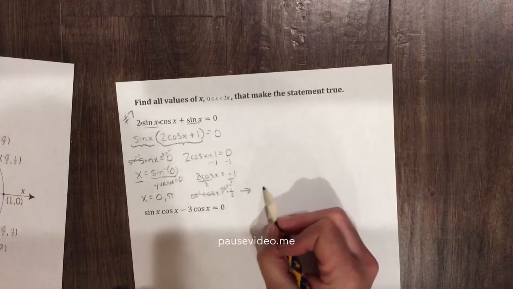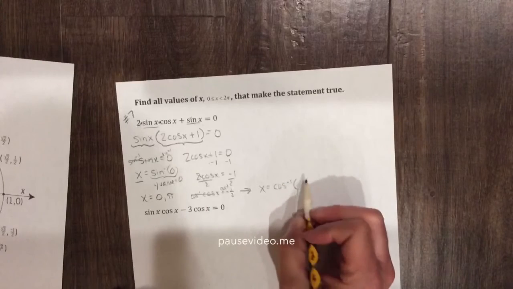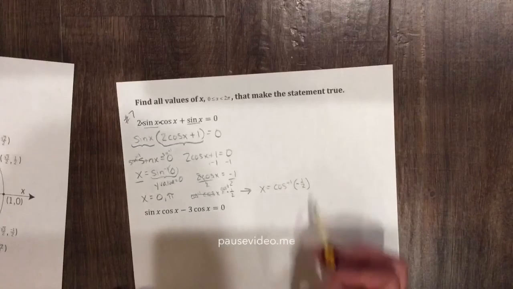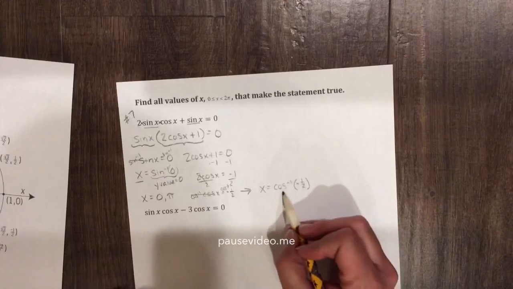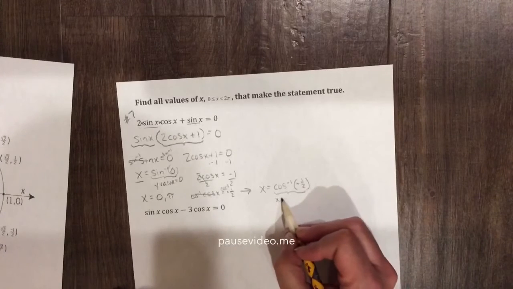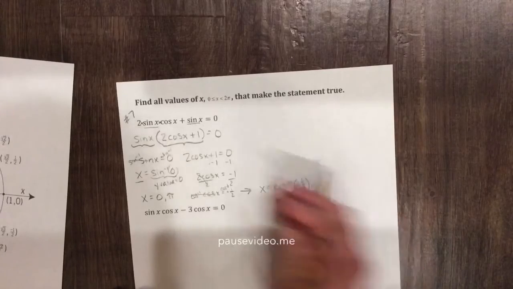So from there, I have x equals cosine inverse of -1/2. Okay, what does this mean? It means on my unit circle, cosine always is the x coordinate. So this is really saying, go find me an x value, an x coordinate value of -1/2.